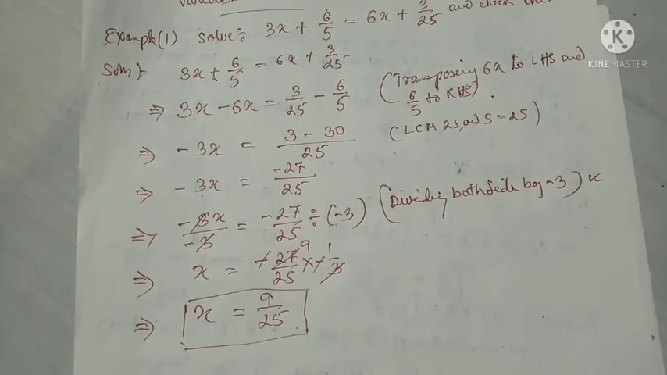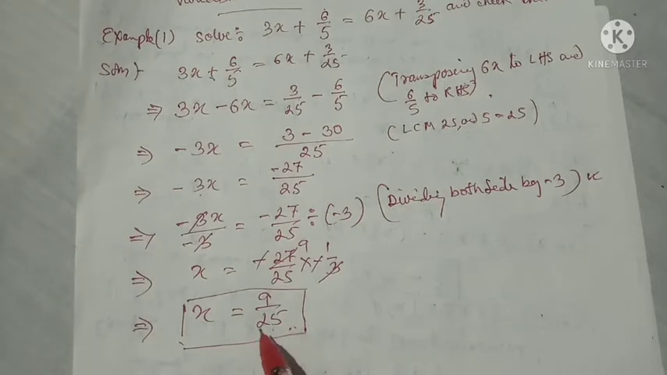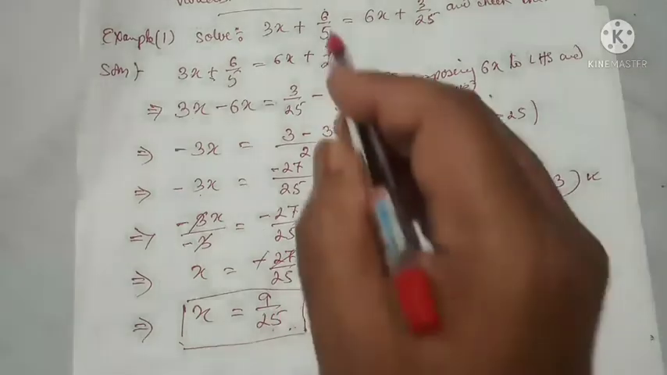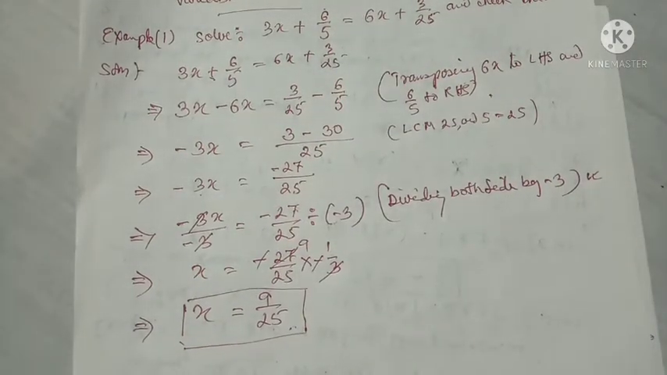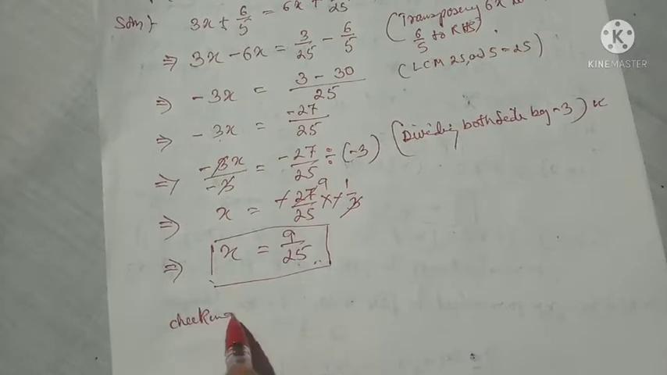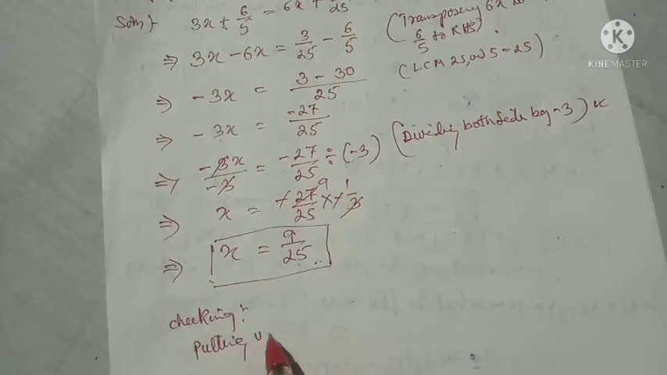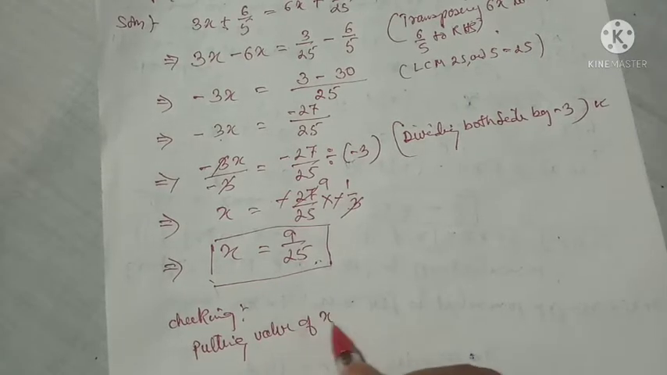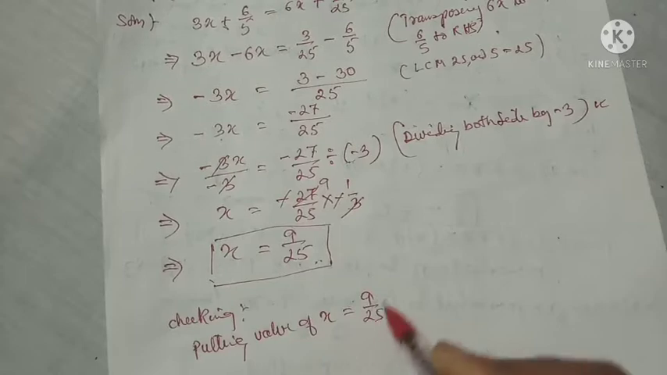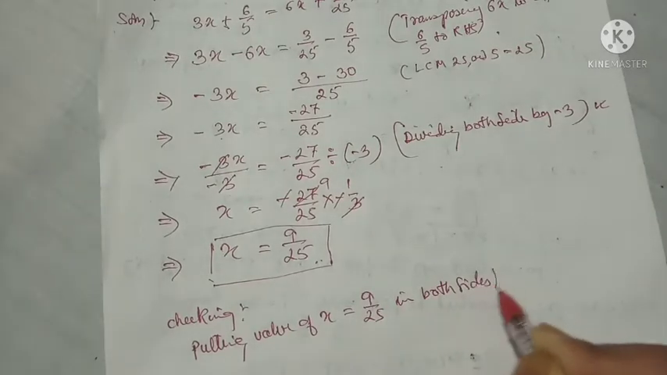Understand? Now again, what we have to do is check the question. We have to check whether the value of the variable, x equal to 9 by 25, is a perfect solution for the given equation or not. Let's see the checking. Putting the value of x, 9 by 25, in both sides, that is left hand side and right hand side.